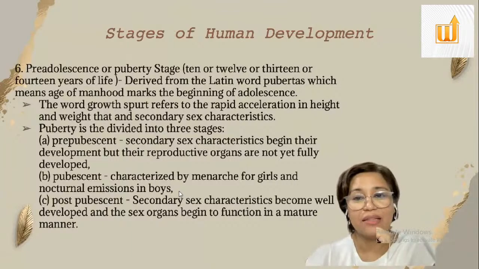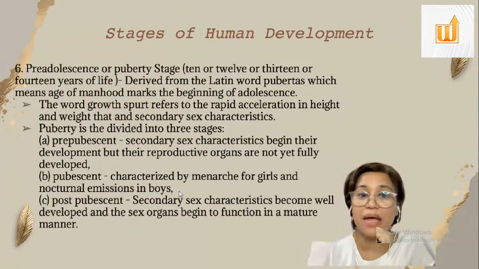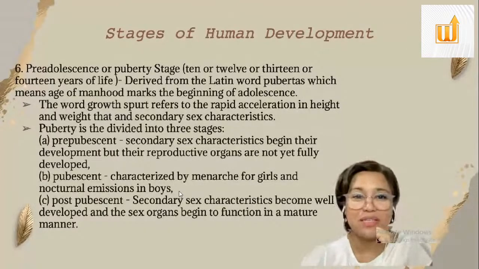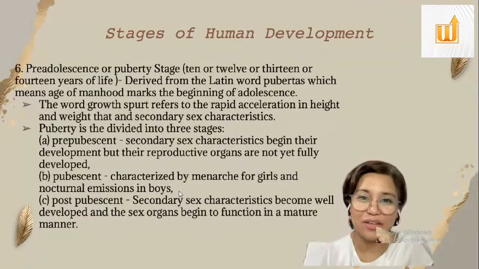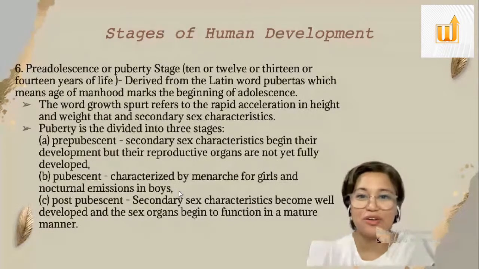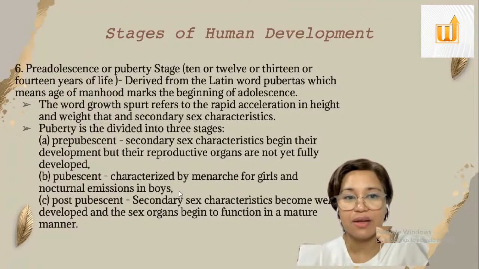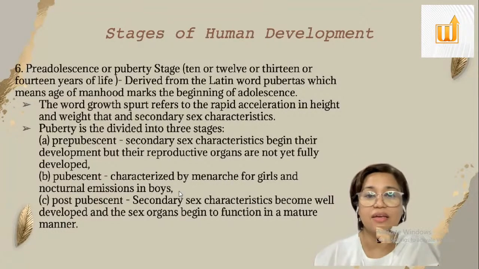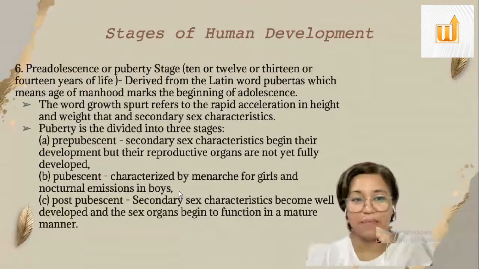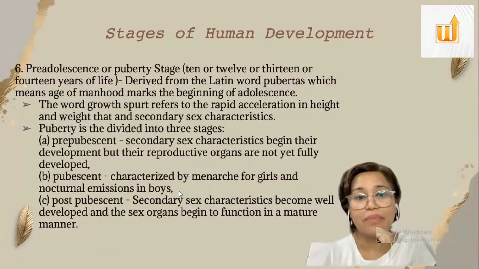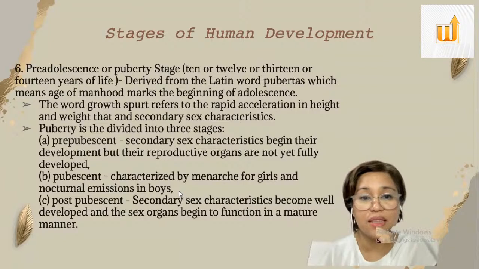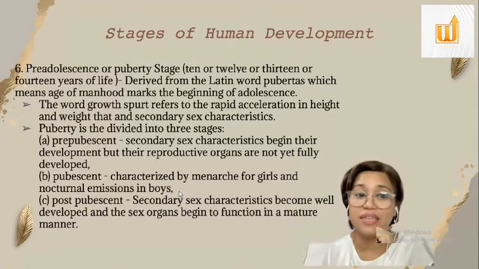It derived from the Latin word pubertas, which means manhood, and which marks the beginning of adolescence. This is where we see growth spurt. Importante, maintindihan natin ano yung growth spurt. Oy, biglang lumaki. So there is rapid acceleration in height and in weight, and the secondary sex characteristics. And it has three stages: the prepubescent, where the secondary sex characteristics begin their development, but their reproductive organs are not yet fully developed.